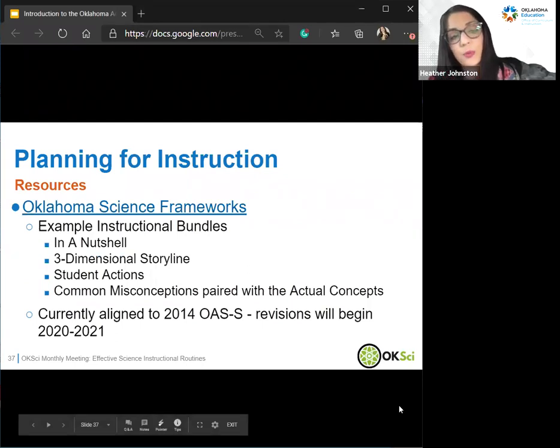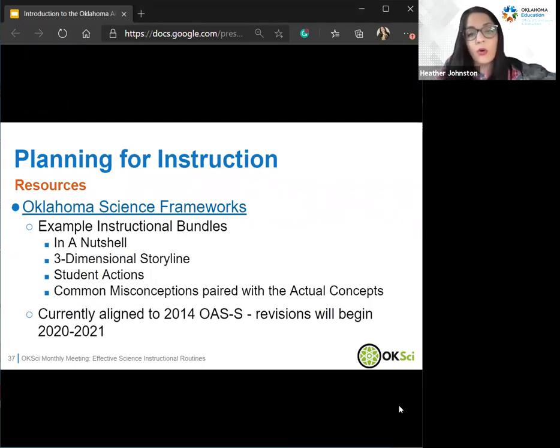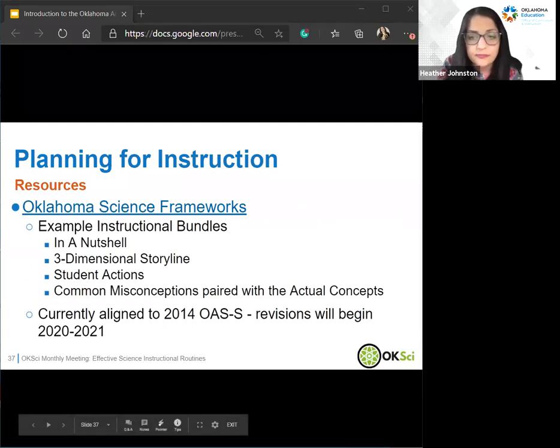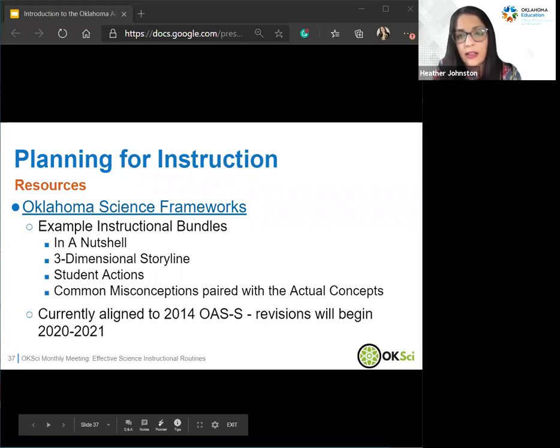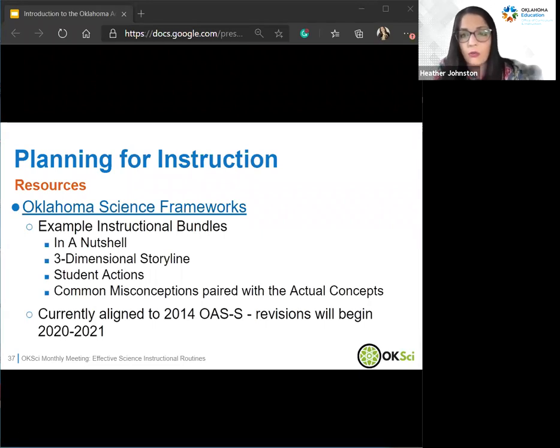The other instructional support that I want to mention are our Oklahoma Science Frameworks, which I will also link in the chat box in case you want that. The Oklahoma Science Frameworks, one, you can find the standards there. And then we also have these things called instructional bundles. And what they do is that teachers were selected to bundle standards so that it would represent a unit of what they would teach in the classroom.